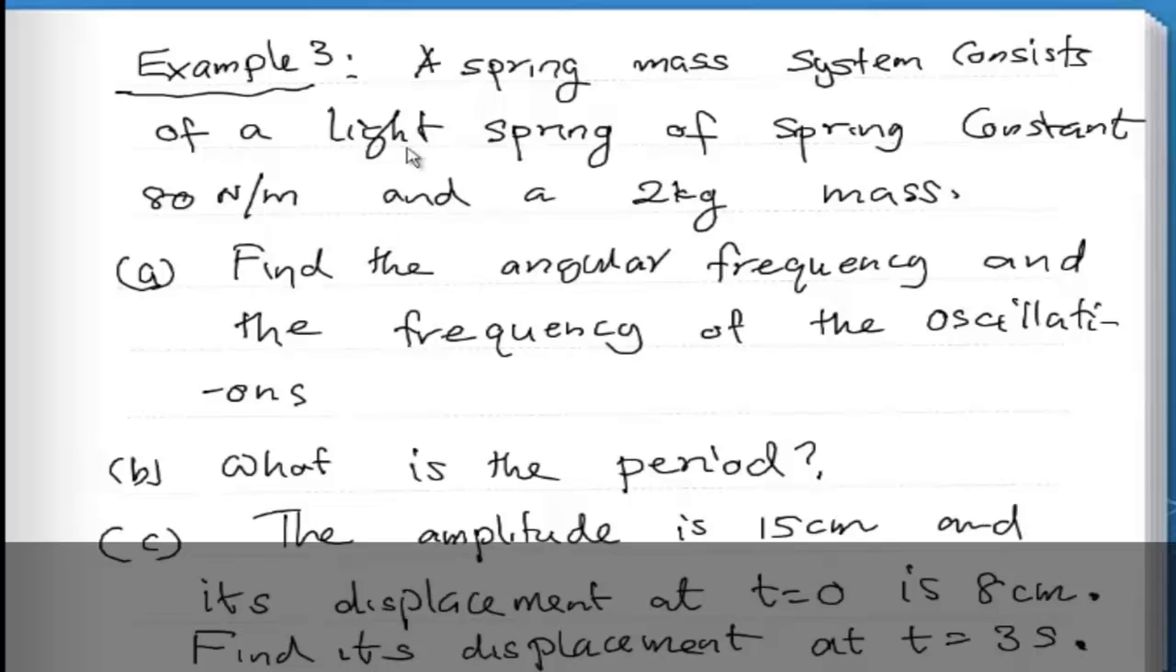Example 3. A spring mass system consists of a light spring of spring constant 80 newtons per meter and a 2 kilogram mass. Question A. Find the angular frequency and the frequency of the oscillations. Question B. What is the period? C. The amplitude is 15 centimeters and its displacement at t equals 0 is 8 centimeters. Find its displacement at t equals 3 seconds.